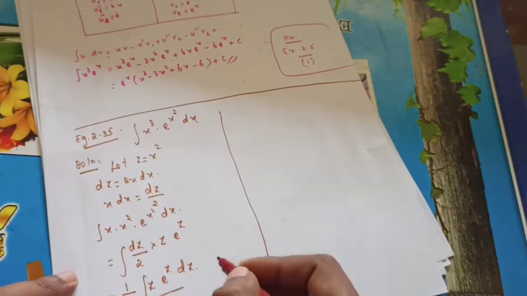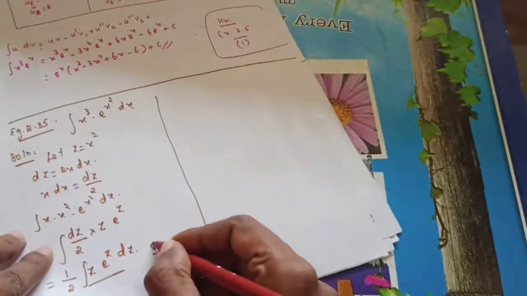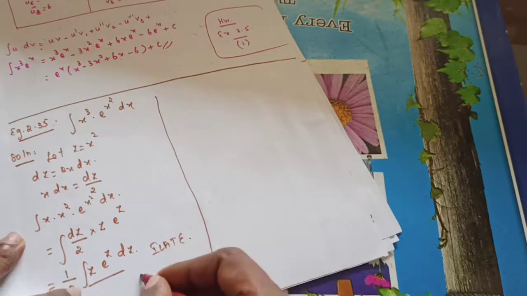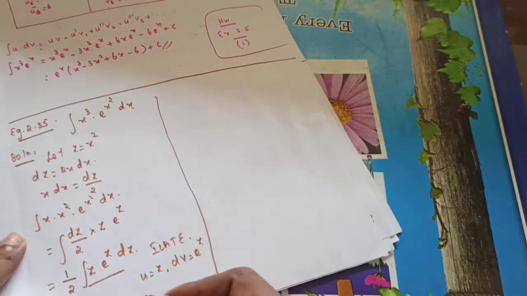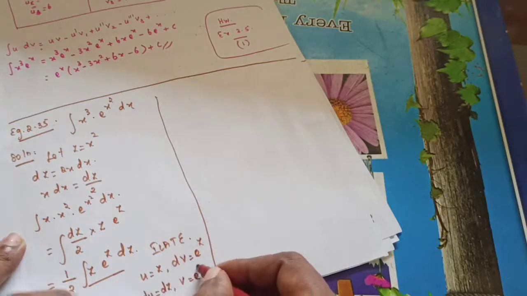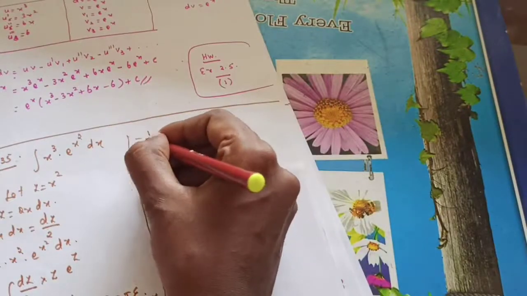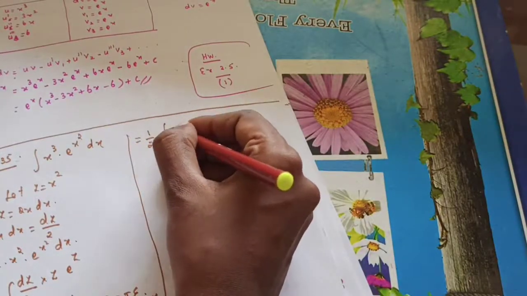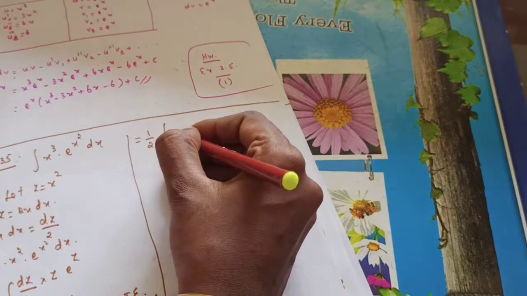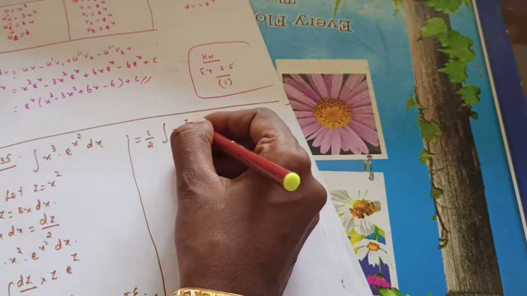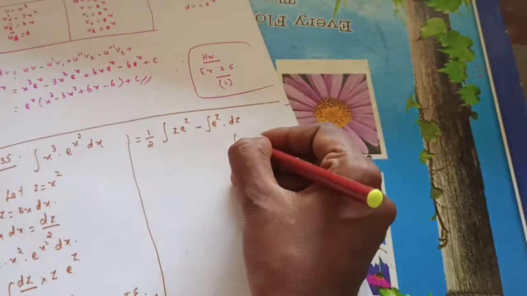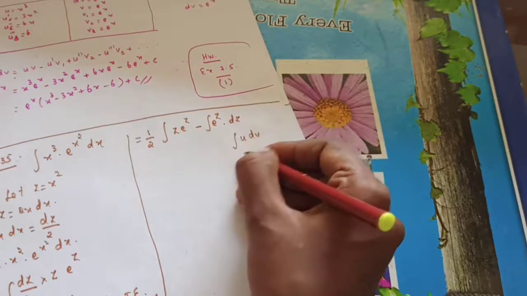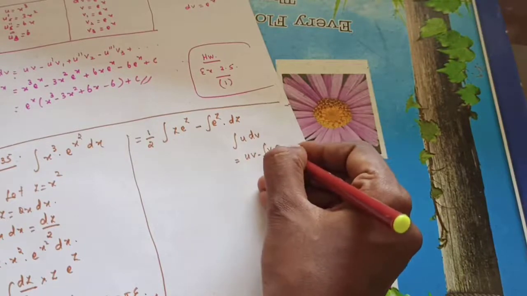Now here we are going to use integration by parts. What is u? u equal to z, dv equal to e power z. So what's the integration of this one? Differentiation, du is dz, v is equal to e power z. Now substitute here: 1 by 2 into integral of z e power z. Using the formula, integral of u dv equal to uv minus integral of v du, that's z e power z minus integral of e power z dz.